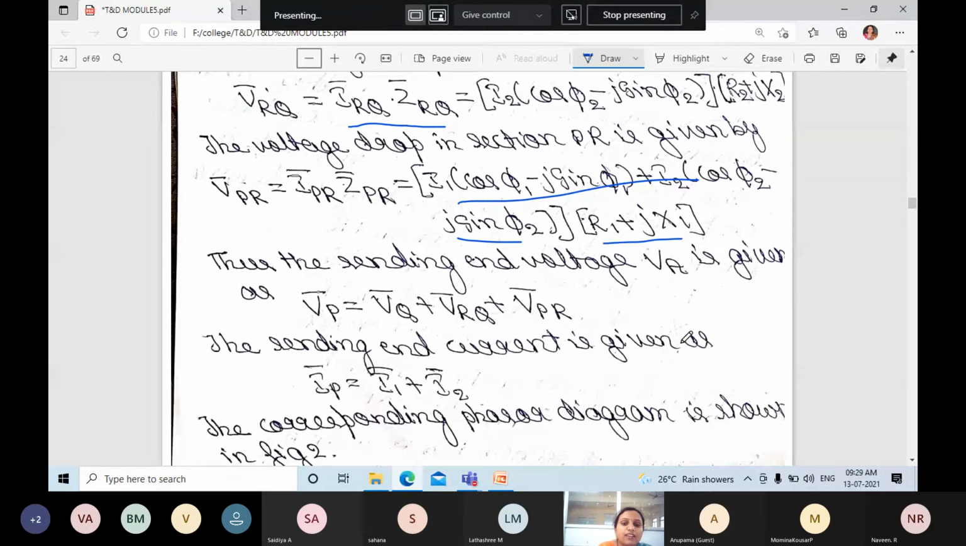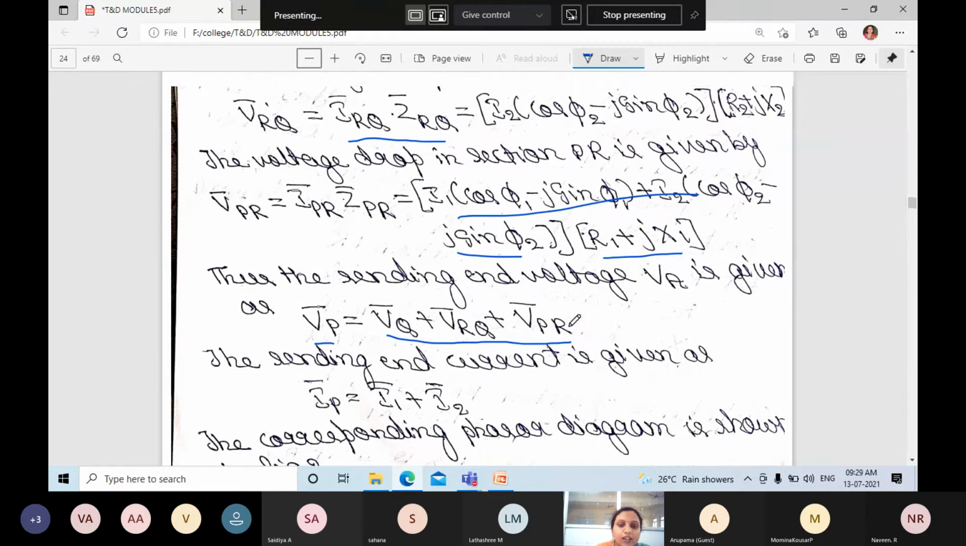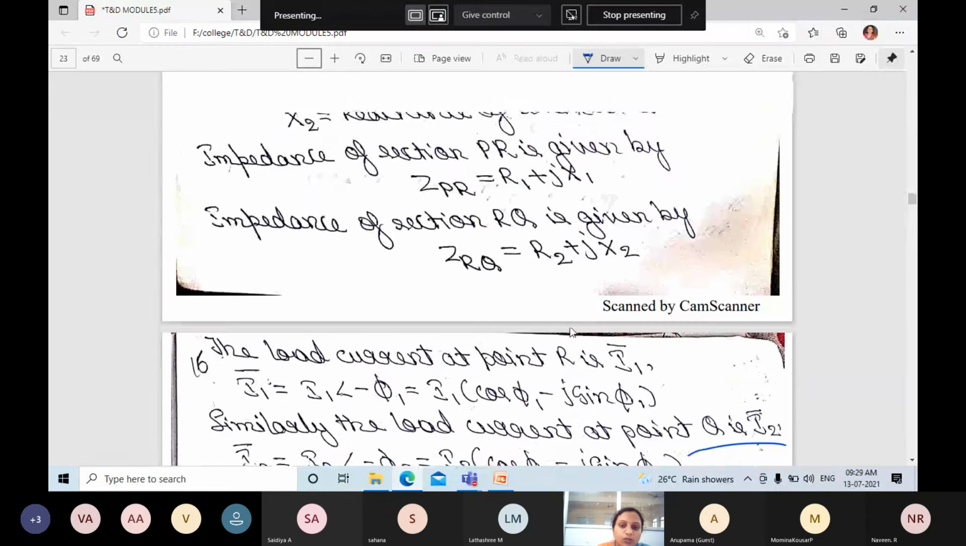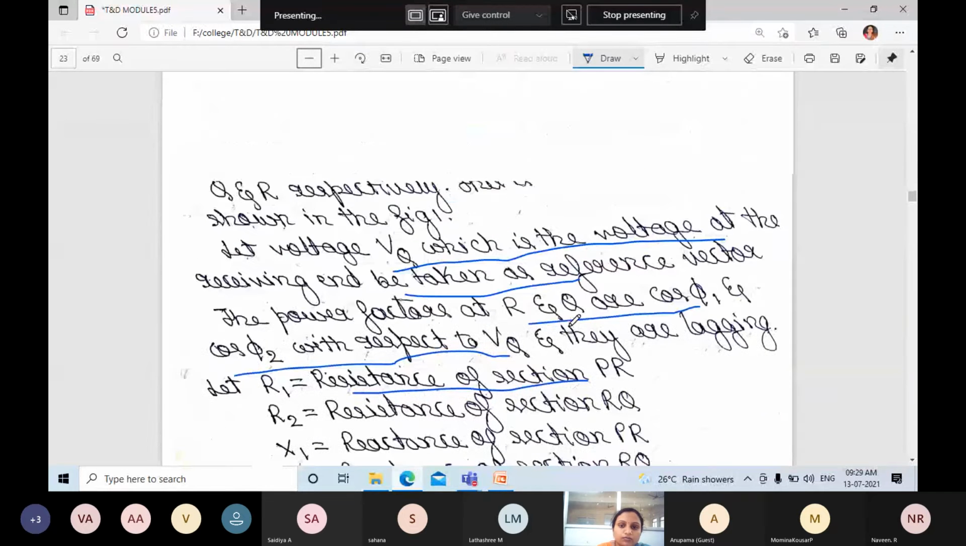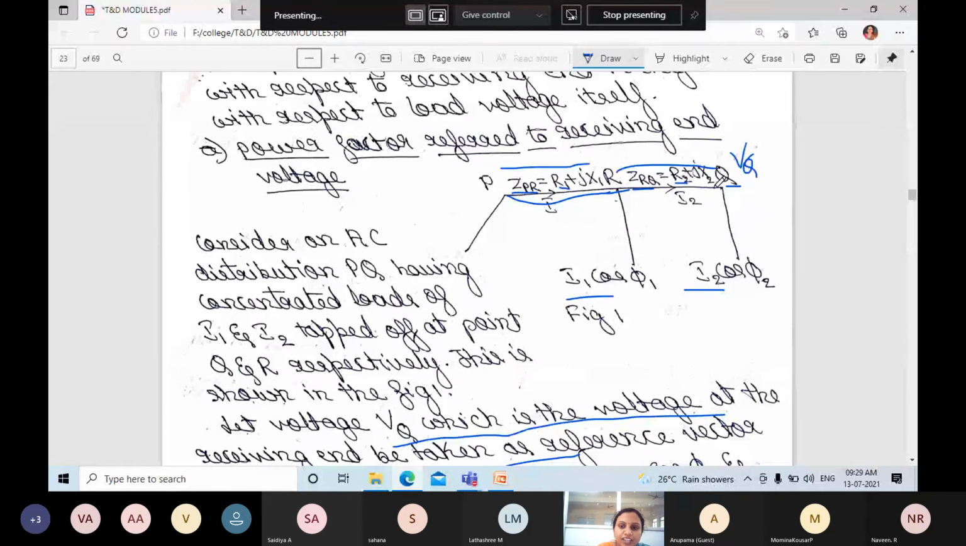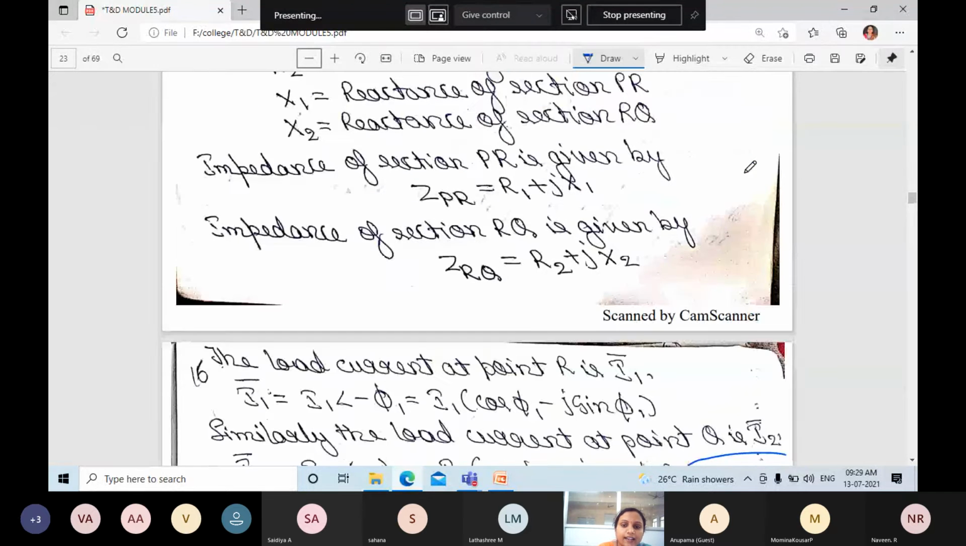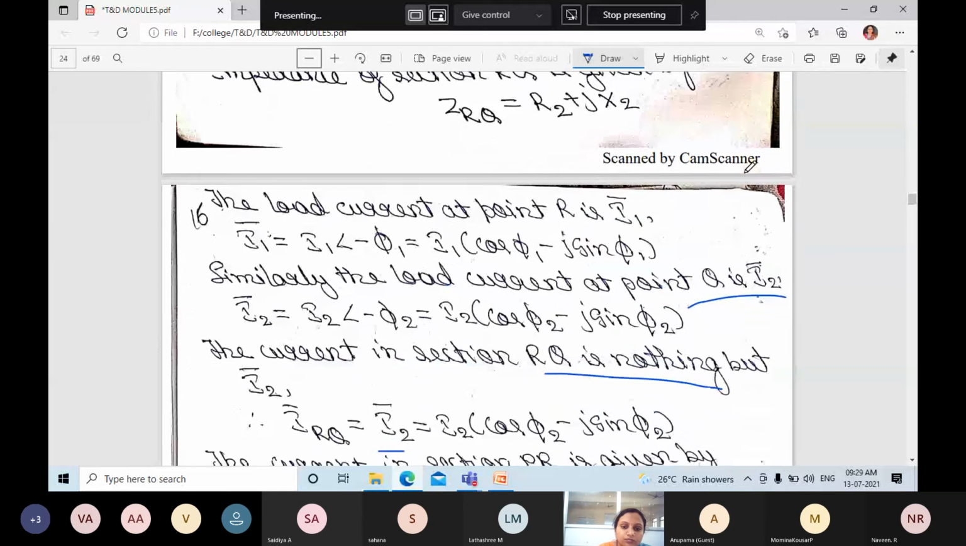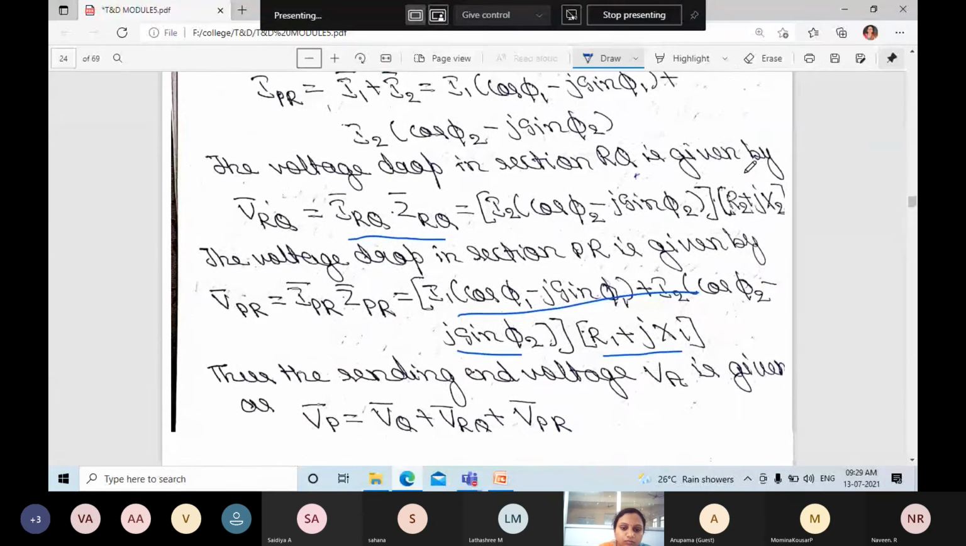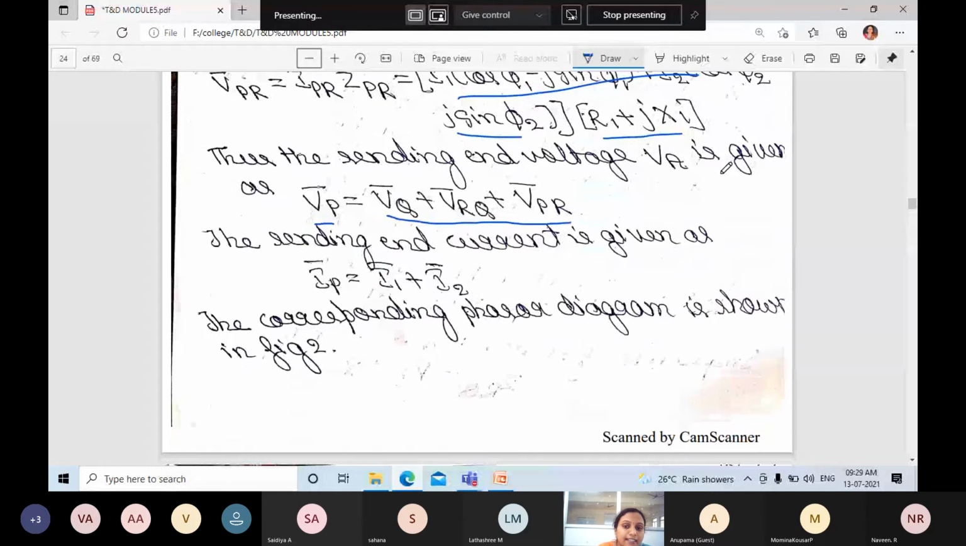So the sending end voltage VP is equal to VQ plus the drop VRQ plus the drop VPR. That is the sending end voltage, the total voltage. The sending end current is given by IP equal to I1 plus I2.